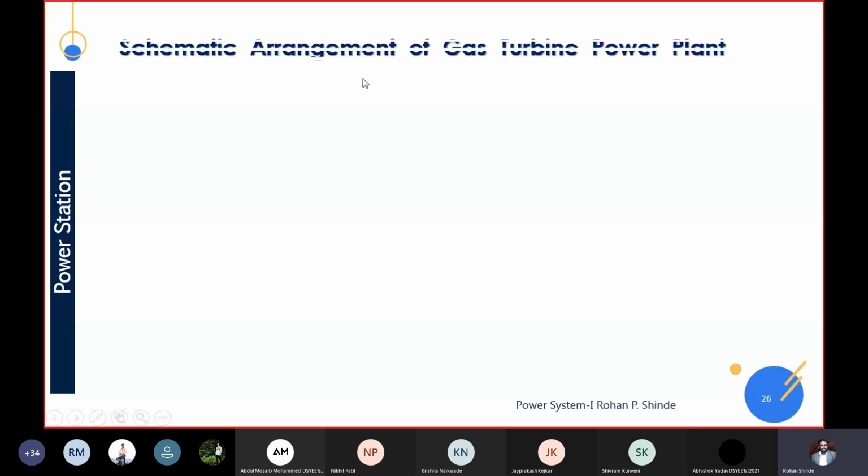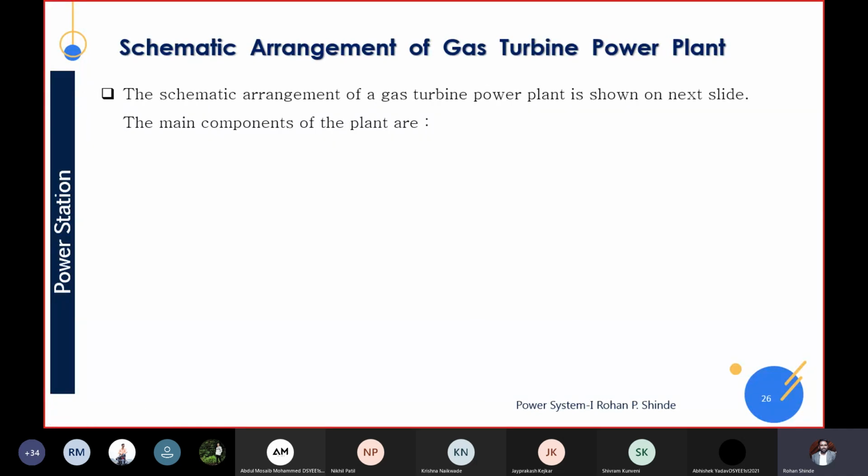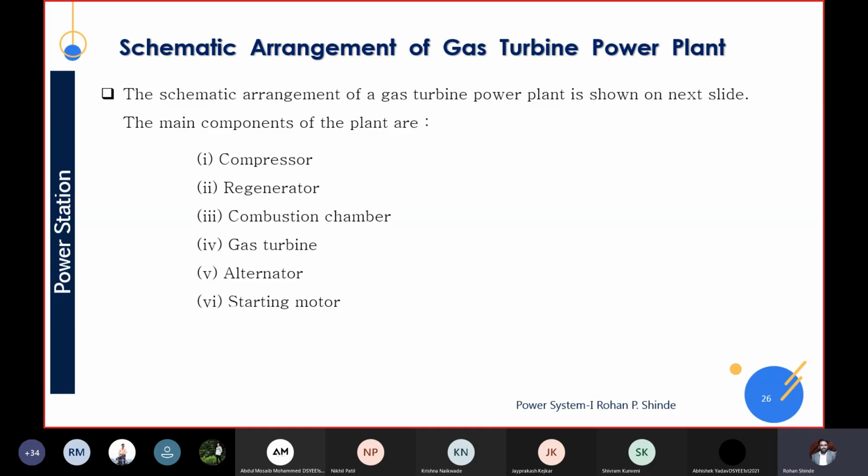Now we will move towards the schematic arrangement of a gas turbine power plant. See here, the schematic arrangement of the gas power plant is shown on the next slide. The main components of these power plants are, now see here, the total main components of this gas power station. These are nothing but the main components of a gas turbine power plant.